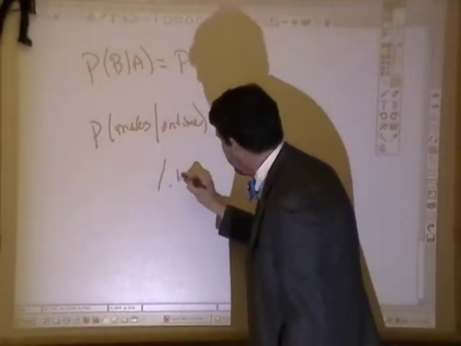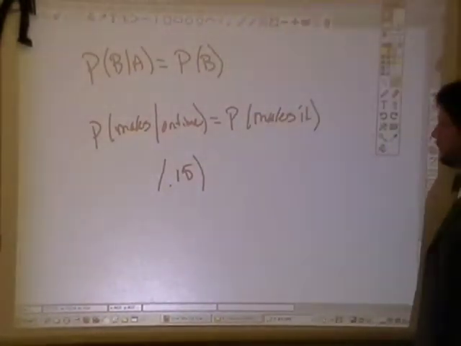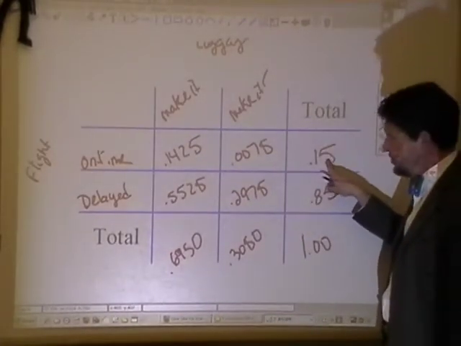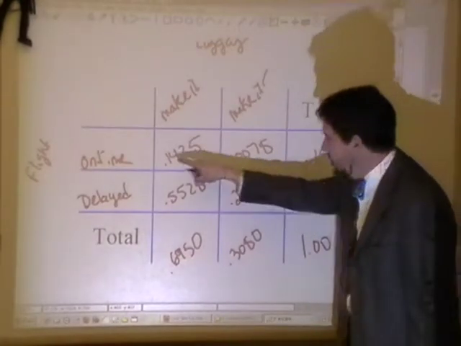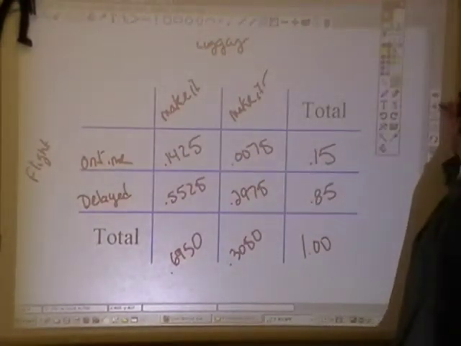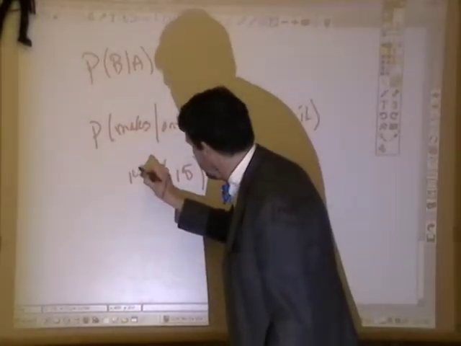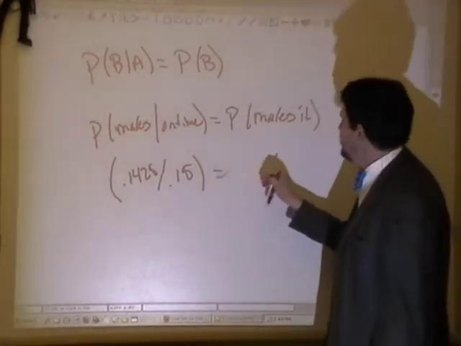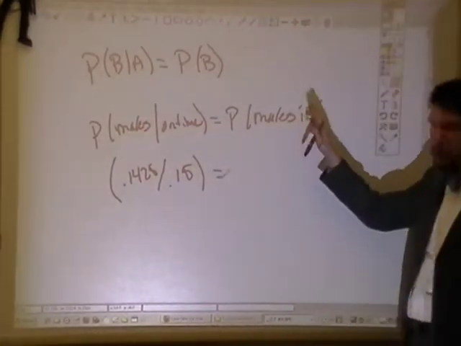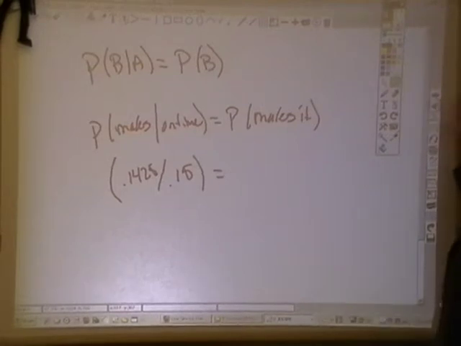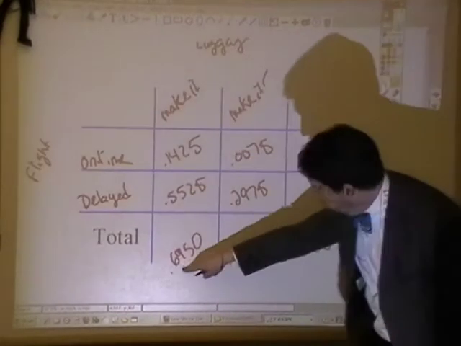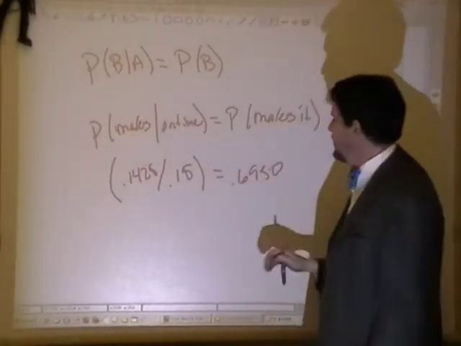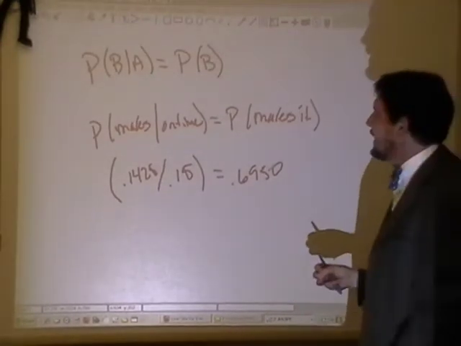Okay, so the probability that her luggage makes it given it's on time. Given it's on time, we found that value, that's the total of that row, that's 0.15. Because that's redefining our population, that new population is on time. What's the probability that her luggage makes it? 0.1425. So this is 0.1425 over 0.15. It has to be equal to the probability that her luggage makes it regardless of what happened. And the probability that her luggage makes it, which just happens to be the answer of B, is 0.6950. So this equals 0.6950. And if these values are equal, then these are independent.